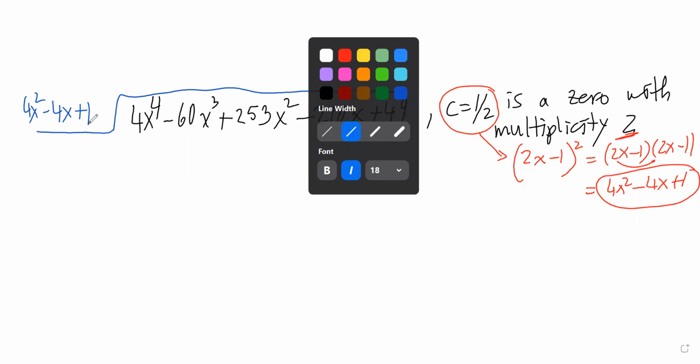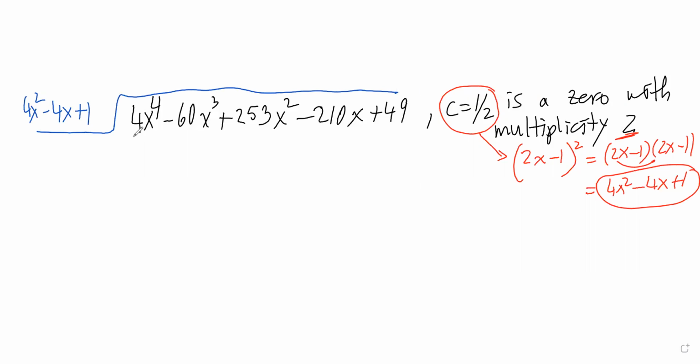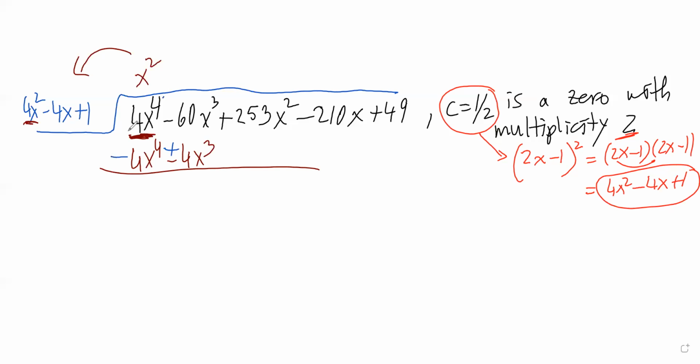Okay, so this will be 4x squared minus 4x. Now we can start dividing term by term. So I'm going to take this and divide it by this, which will be x squared. And then multiply x squared with the divisor. So that's 4x to the 4 minus 4x cubed. And then change the sign. Now make this negative, make this positive. Negative 60 plus 4 is negative 56x cubed. And then bring the other terms down.